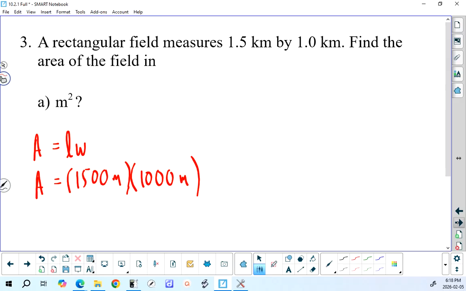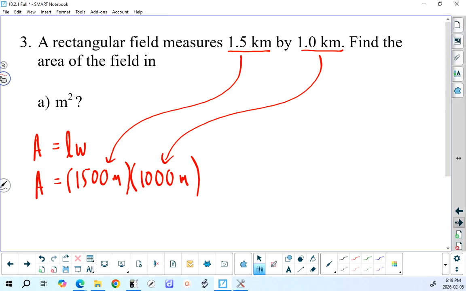Going from 1.5 kilometers to 1,500 meters, and from 1 kilometer to 1,000 meters is elementary school math. You move the decimal place 3 places to the right. So now I multiply them. You can use your calculator if you like, but you're going to get the following number. You're going to get 1,500,000 square meters.